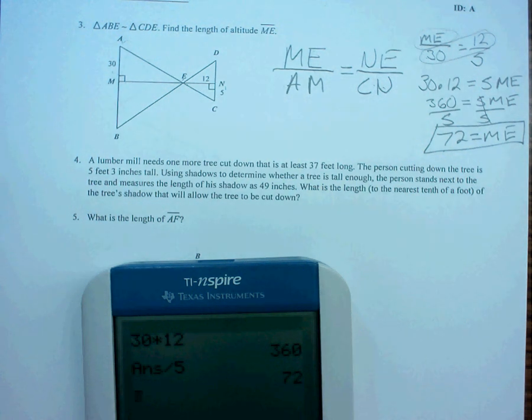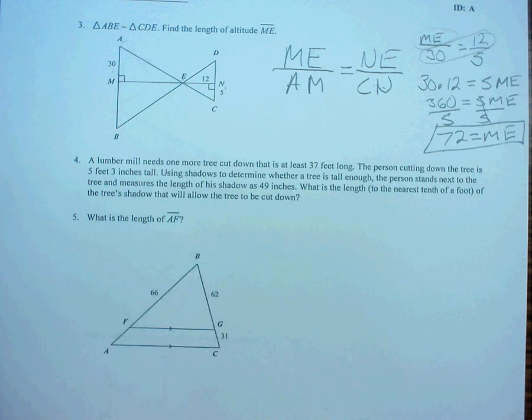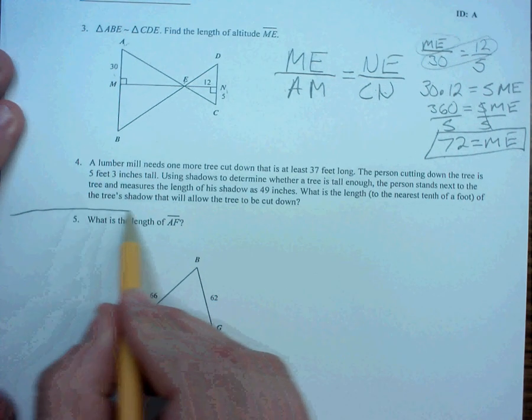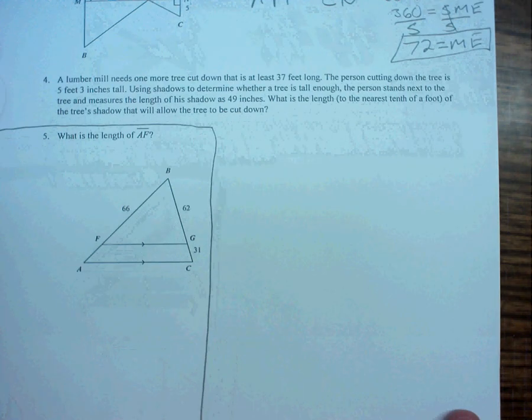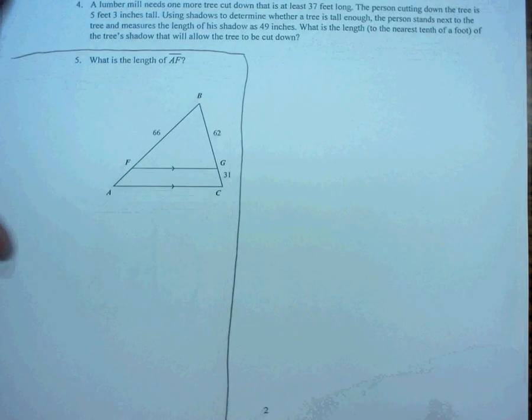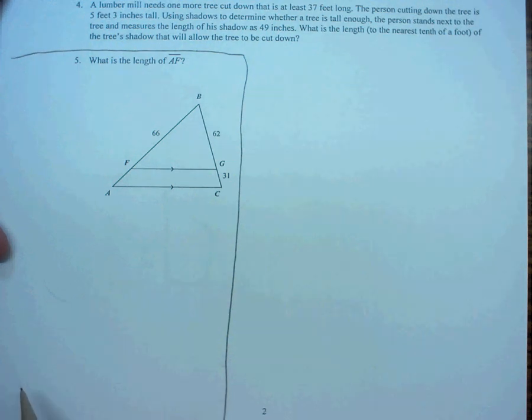For problem number 4, I'm going to do this. You guys should do this too, because we're going to have to do a lot of work for problem number 4. So I'm going to divide my worksheet like this by just drawing a line. We'll do the work for number 5 over here.